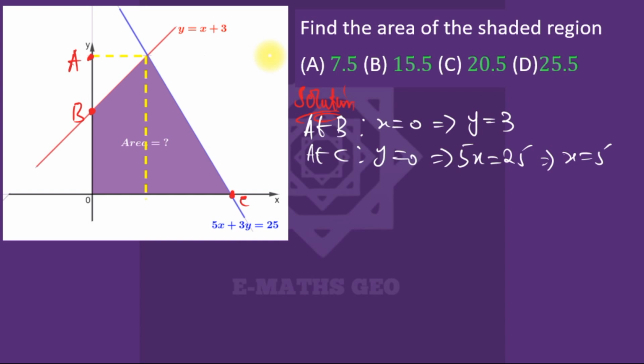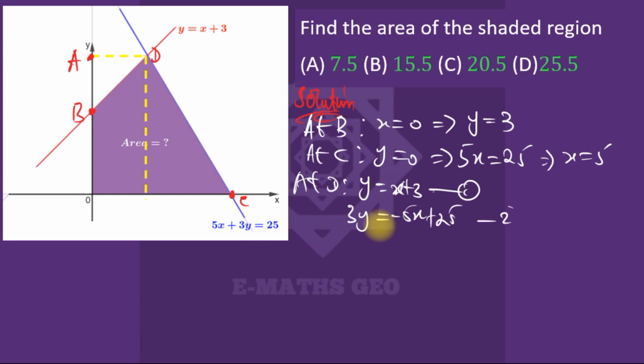Okay, let's now get the other point. Let's label this point D. Point D is the point of intersection of the two lines, the blue and the red line. So we solve the two simultaneously. So at D, we'll solve y equals x plus 3, let's call it equation 1, and 3y equals minus 5x plus 25. Let's call it equation 2.